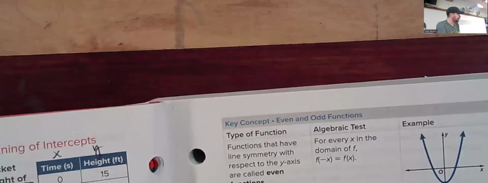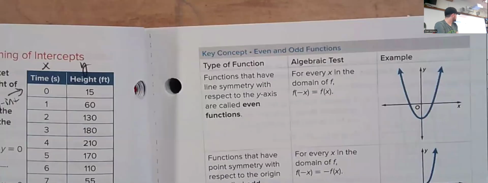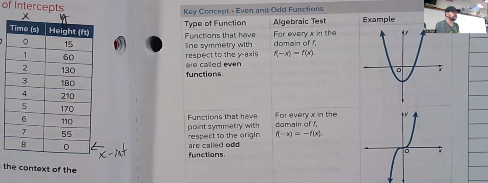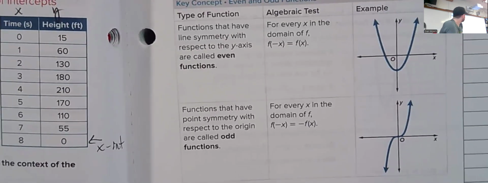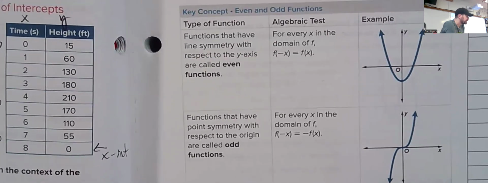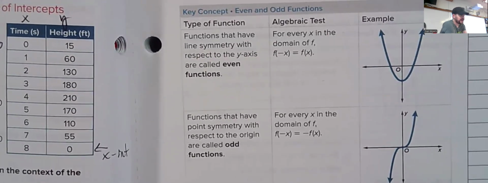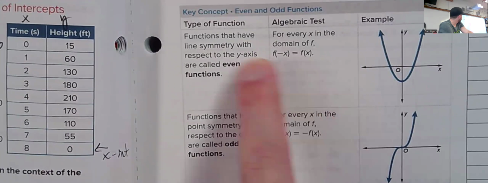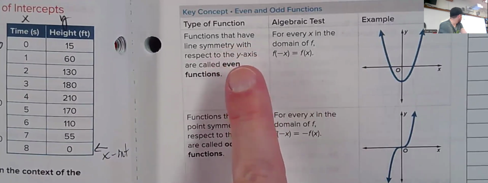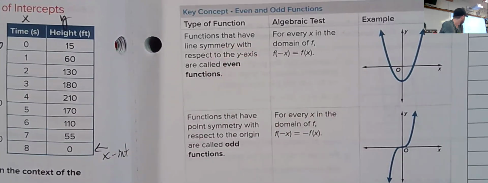A little bit more on even versus odd functions. This is where you're going to learn something brand new. This is not necessarily something super complicated. Now, the notation can be a little bit tricky, but I'll be able to explain it to you in just a second. It says functions that have line symmetry with respect to the y-axis are called even functions.